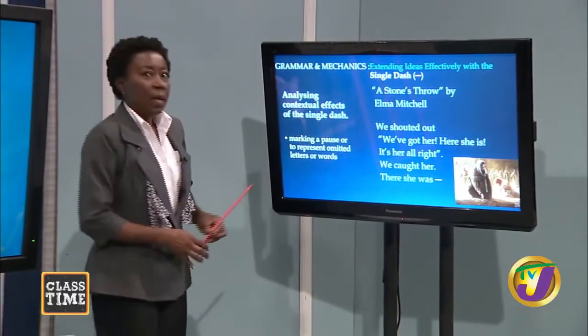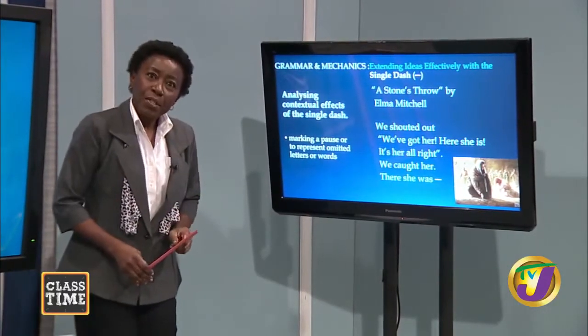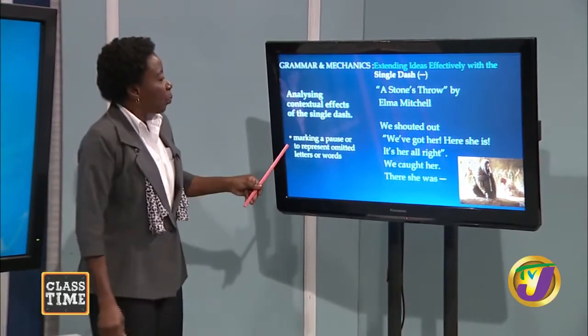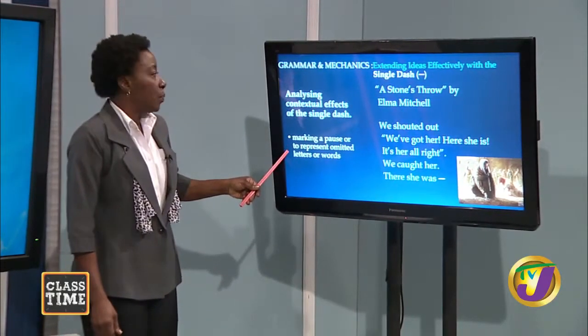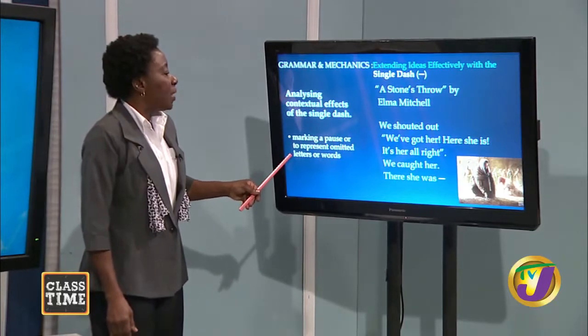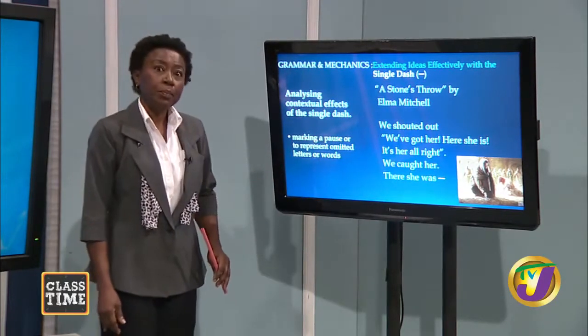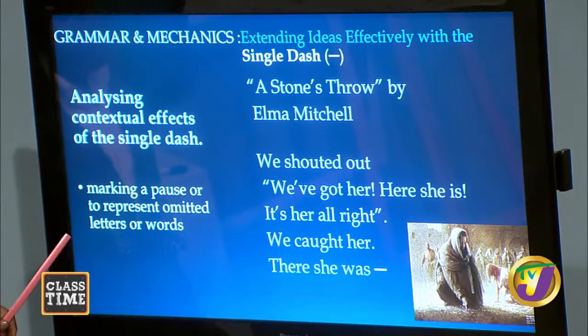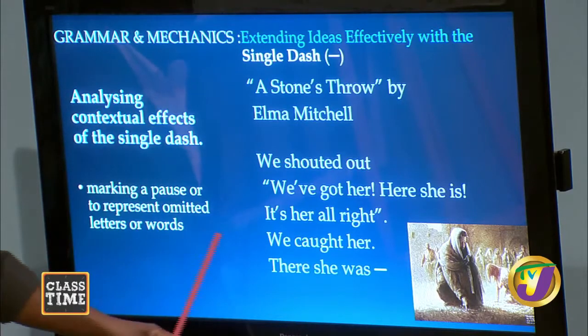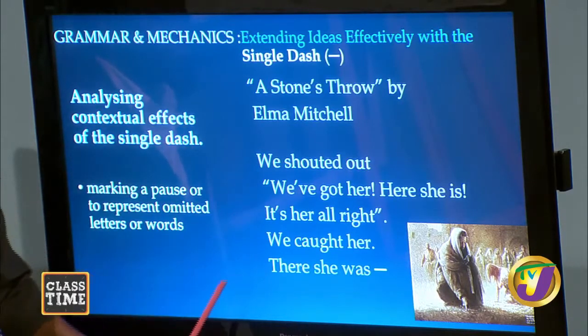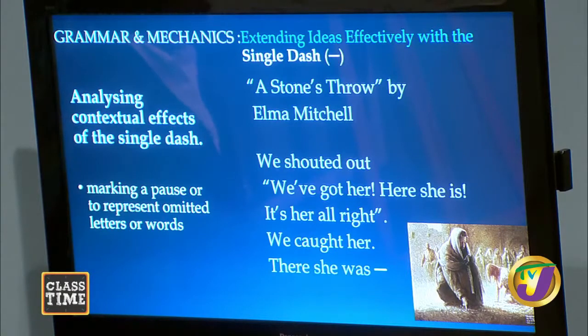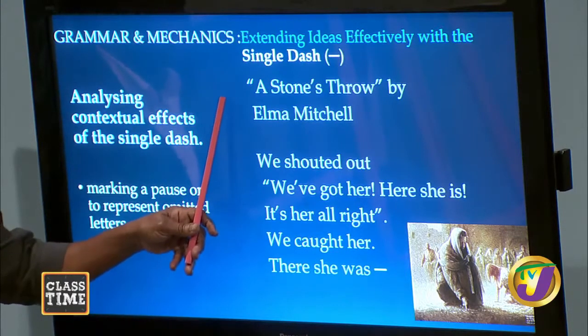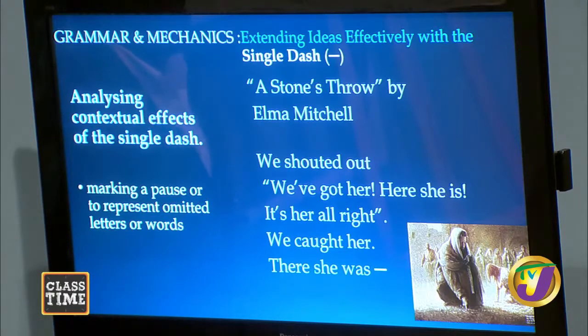So then, one of the first uses of the single dash is to mark a pause or to represent omitted letters or words. So look at this verse. This comes from one of your poems on the English B syllabus, and it's by Elmer Mitchell, A Stone's Throw.